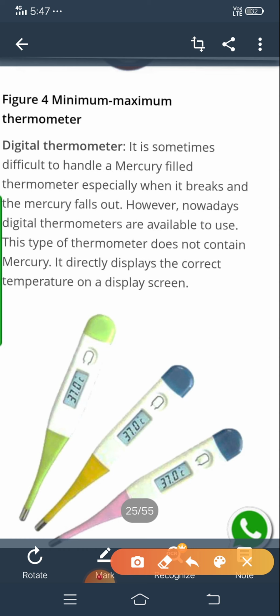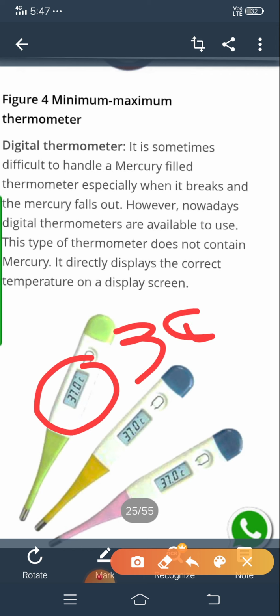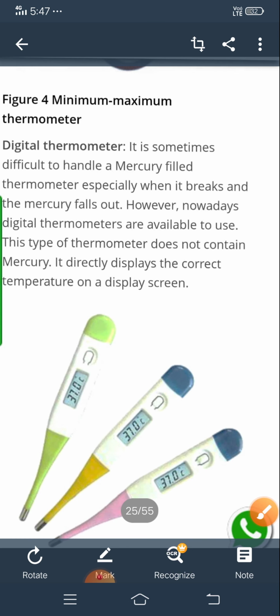It is sometimes difficult to handle a thermometer filled with mercury, especially when it breaks and the mercury falls out. However, nowadays digital thermometers are available to use. This type of thermometer does not contain mercury and it directly displays the current temperature on a display screen. Just observe the display screen here. If it is 38 degrees Celsius, it displays 38 degrees Celsius.